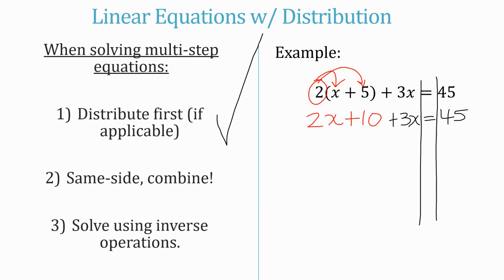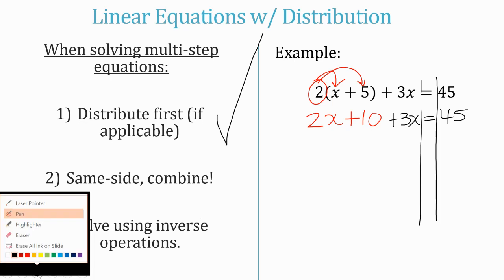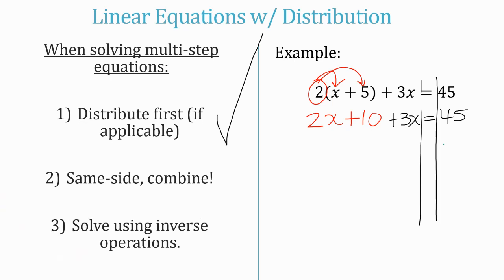Okay, so we did this first step, which was to distribute. Now we're going to identify like terms as long as they are on the same side. So here we have a 45. It has nothing else. 45 doesn't have any like terms on this side of the equal sign. Over here, our like terms would be 2x and this positive 3x because they both have that x value. Okay, so we're going to combine those.